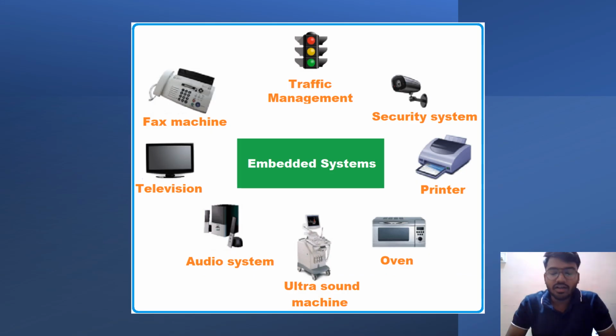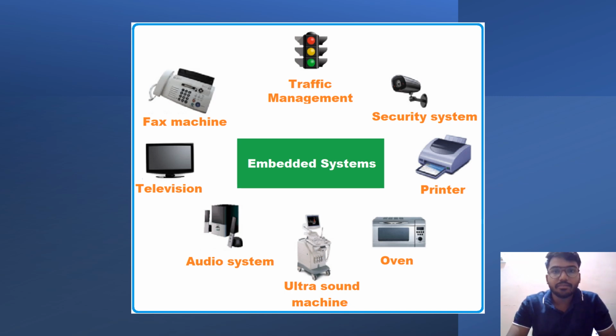Here you can see the embedded system applications and implementation methods, where all we can use these applications. Fax machine, which was used in olden days to fax photos from one place to another. Television, watching movies, serials, etc. Audio system, listening to music. Hospitals use ultrasound machines. In kitchens, we use oven, printer. For security purposes, we use security cameras, and we use it in traffic management also.